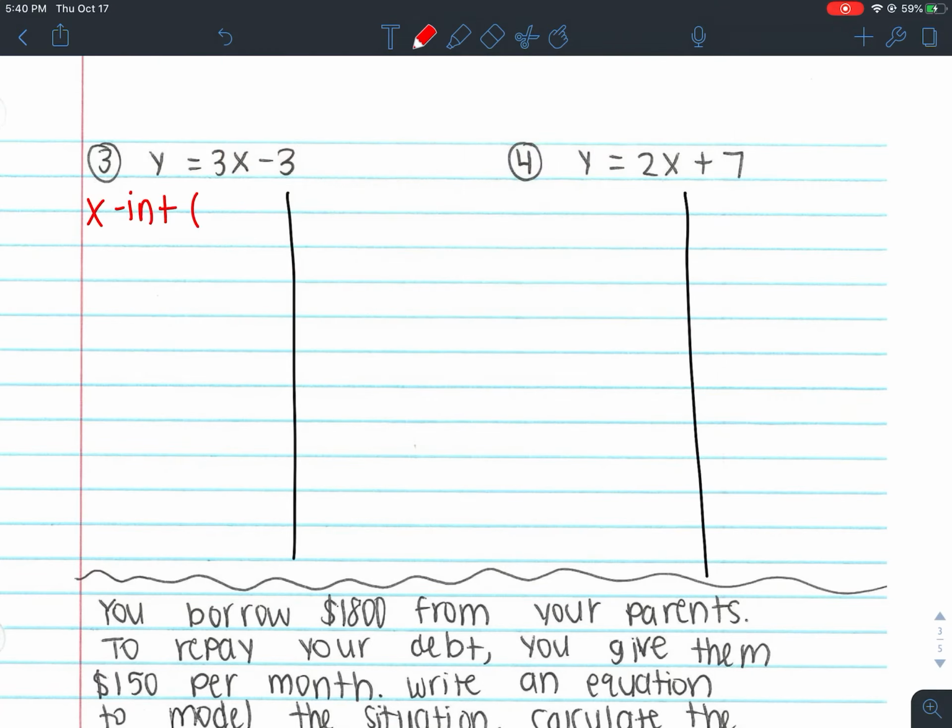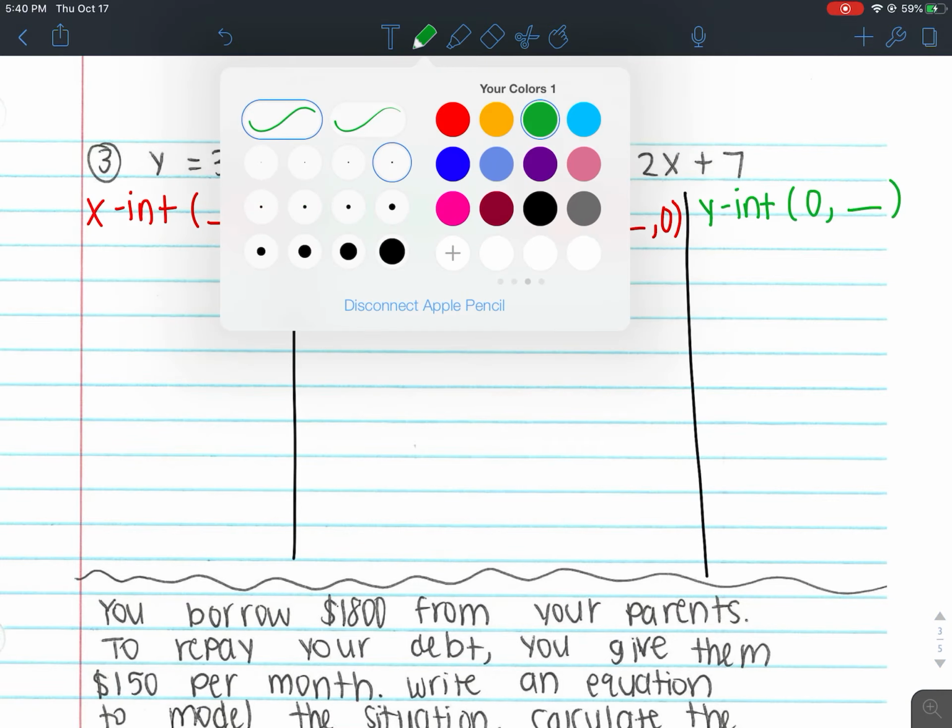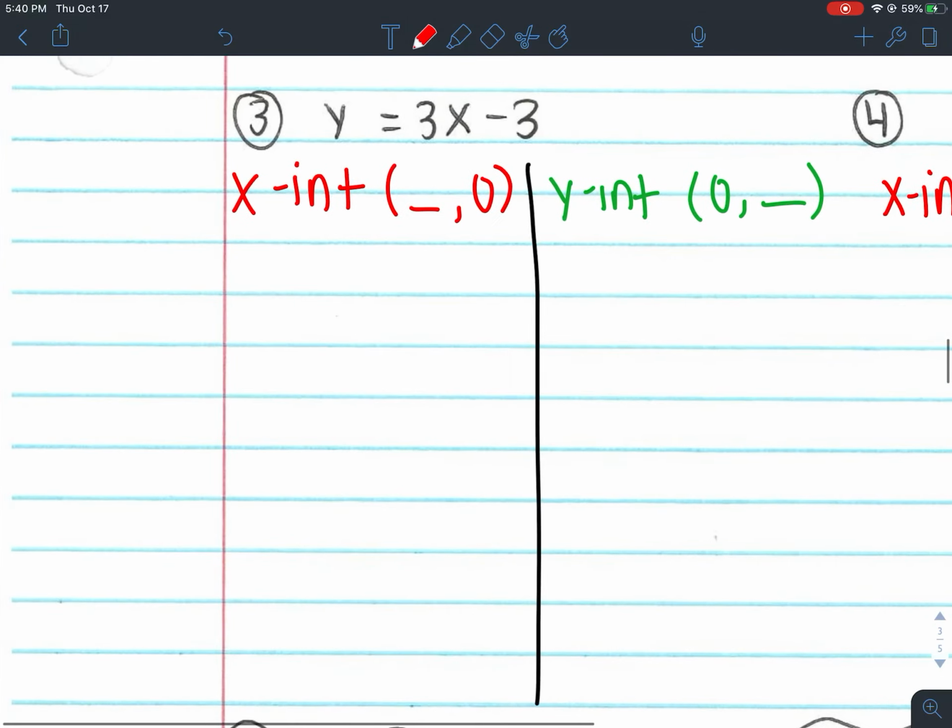Okay. Now on the left, I like to look for my x-intercept, and I know that's going to be (blank, 0). I'm going to do the same thing over here. And I know on the right side, I'm going to do the y-intercept on that workspace. So (0, blank). Now I'm going to solve the left side first, number 3. y equals 3x minus 3. Let me go ahead and copy that down just like I did with the other ones.